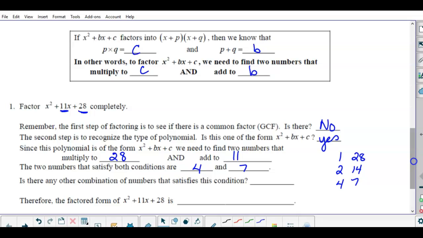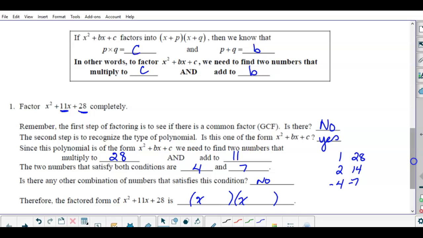No other combination works because if you had them both negative, they would multiply to positive 28, but they would add to negative 11. So sign is important. Okay? But if these are all positives here, then you're going to just deal with positives. So is there any other combination? No. So now we show it with two brackets.